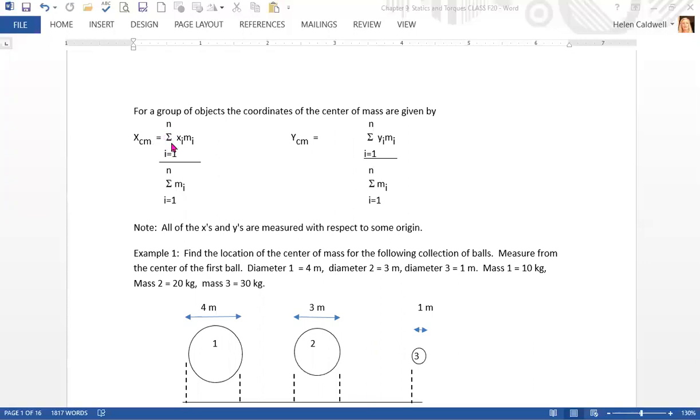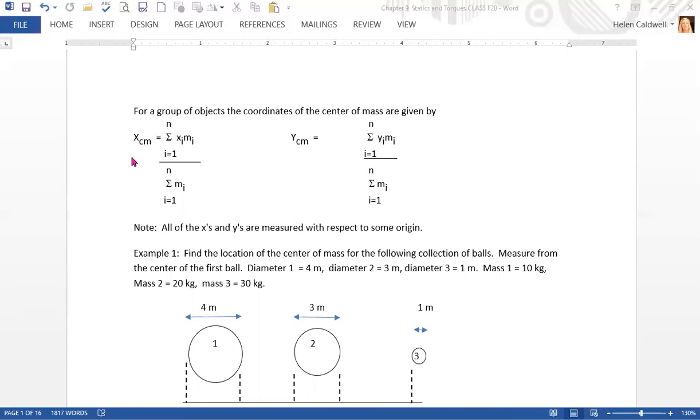Capital sigma is used to represent a summation, where you do a little math for one item, then do a little math for a separate item and add them together. How many items? Well, that's what the indices on the summation notation tell you. i equals 1 means we start at item number 1. Having an n up above means we go to item number n.